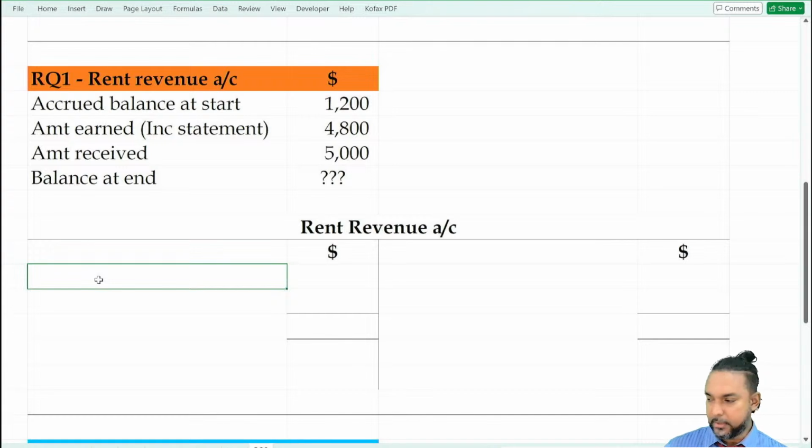Sorry. Hold on, I think it's a little off center here. Give me one second.